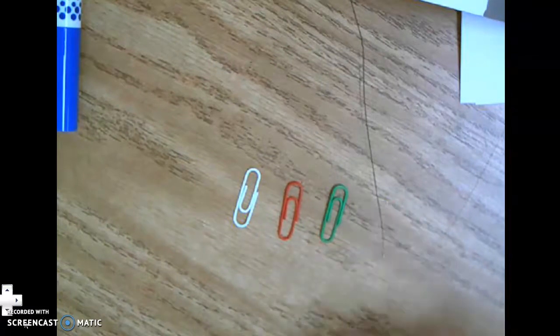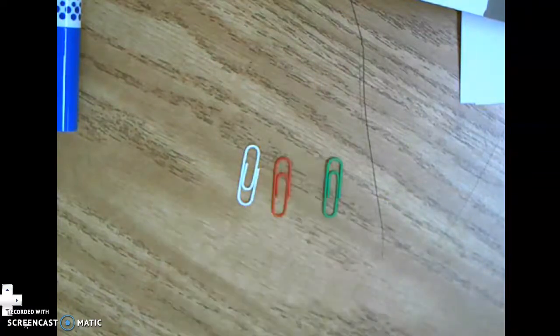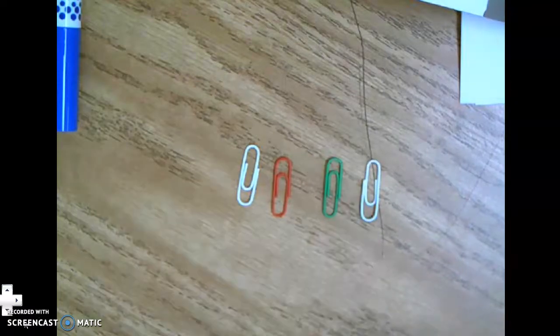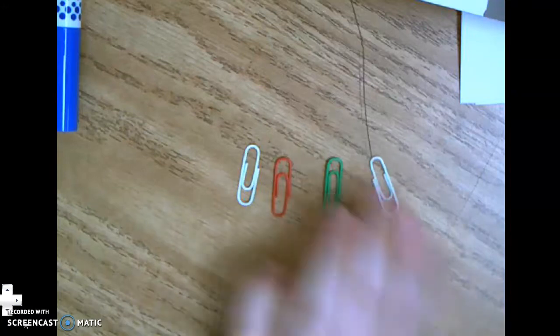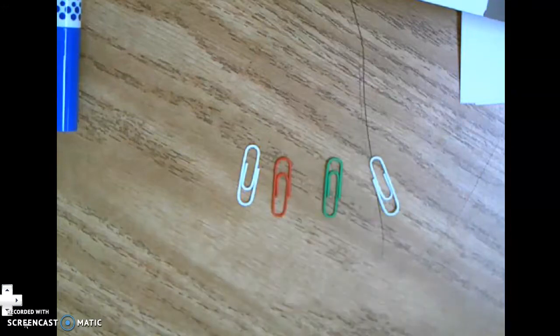Look at this group. Now look at this. This group has a greater number of objects than this does. This is 3. This is 4. 4 is greater than 3, or 4 is bigger than 3. Okay?